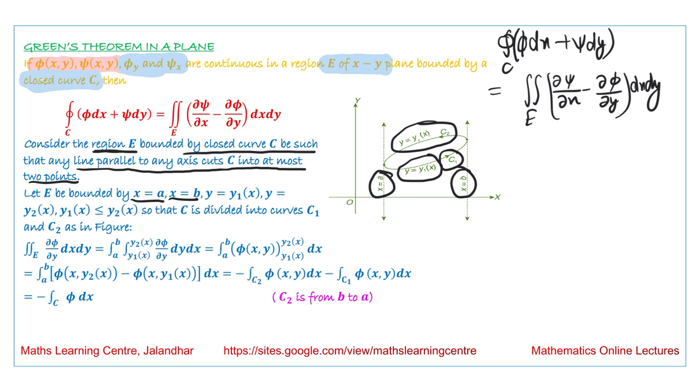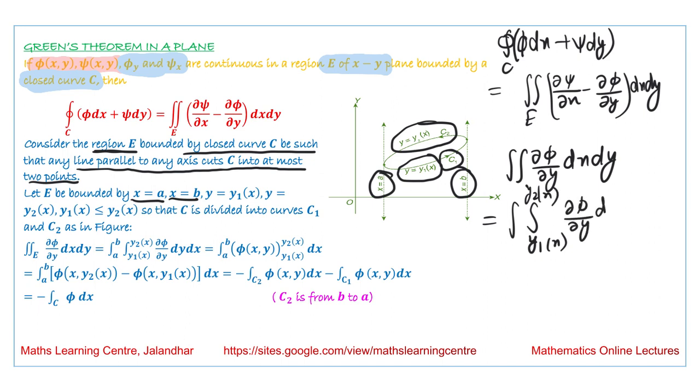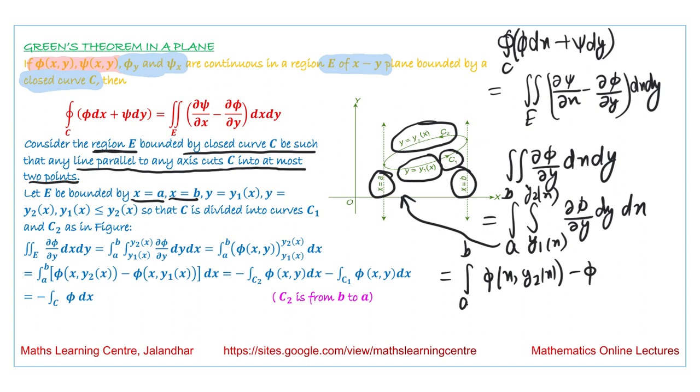So what we have is the double integral of ∂phi/∂y dx dy. The value is equal to the double integral from y1(x) to y2(x) of ∂phi/∂y dy dx, and the limits for x vary from a to b. On solving this we obtain the integral from a to b of phi(x, y2(x)) minus phi(x, y1(x)) dx.